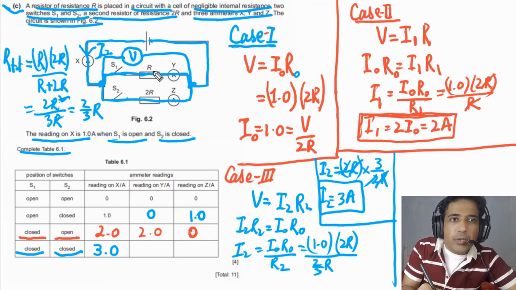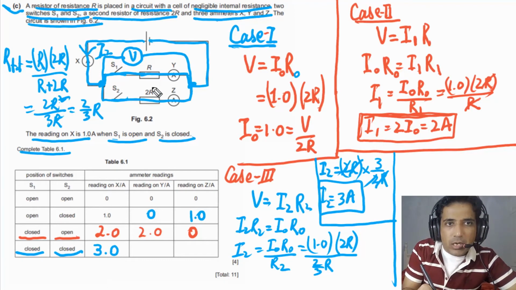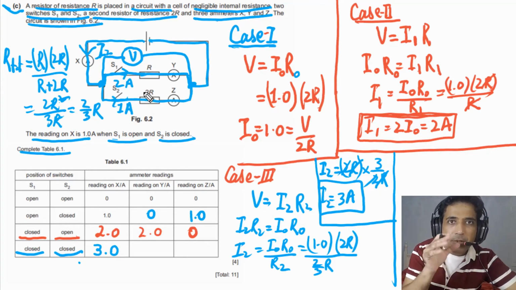Now we need to find out the current passing through R and 2R. Simply, you can say the potential difference across R and 2R has to be the same. This resistance is half, so the current passing through this one has to be double, and the current passing through this one has to be half. So the current passing through this one will be 2 amps, and the current passing through 2R will be equal to 1 amp, because the potential difference across this resistor and this resistor is the same, because they are connected in parallel.